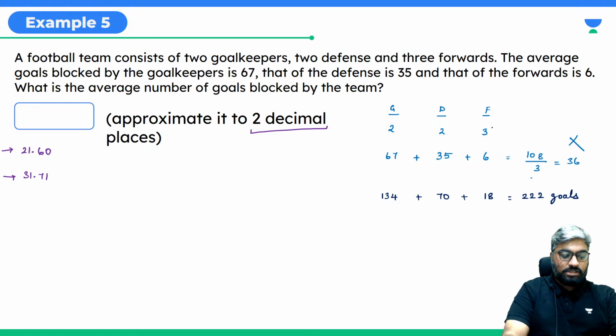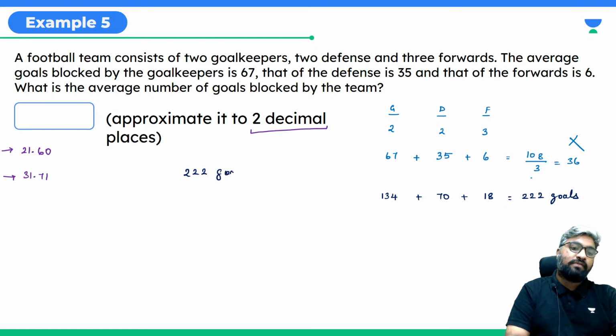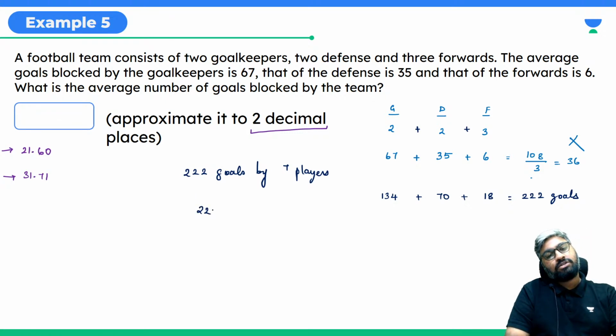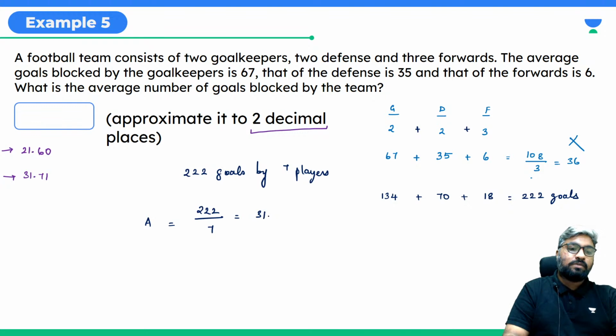Yes, average goals, correct, Keshav. So 222 goals saved by how many players? 2 plus 2 plus 3, 7 players. Yes, so what will be their average? 222 by 7. So 22, that's 3 times, 12, that is once, then you will have 5, which is 7, then you will have 2 again. Yes, so you will get 31.71. This will keep going on, right? Understood, guys?